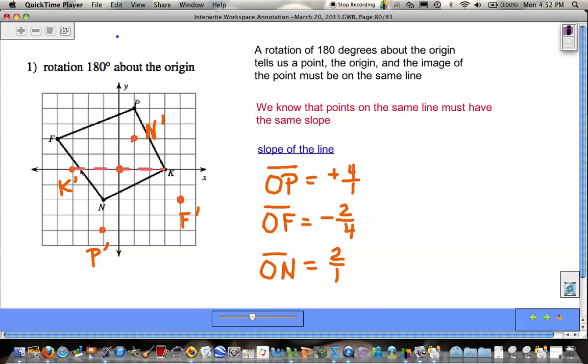I'm now going to erase my dotted line, and I'm now going to create the image of my original figure. I'm going to shade in that image so I can clearly see. So now I have rotated my original quadrilateral 180 degrees about the origin, and the result is the image of that quadrilateral, K prime, N prime, F prime, P prime, and I shaded in the image.